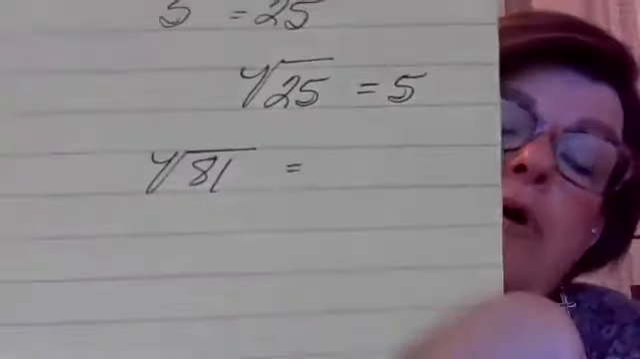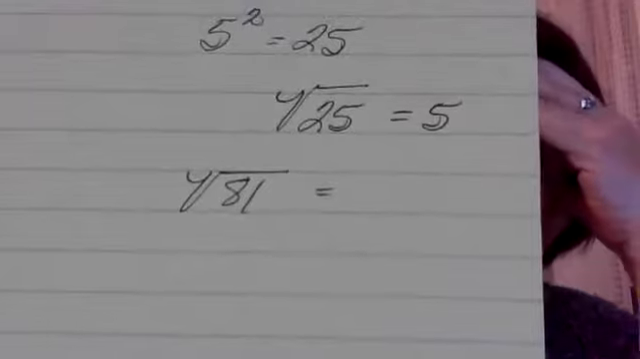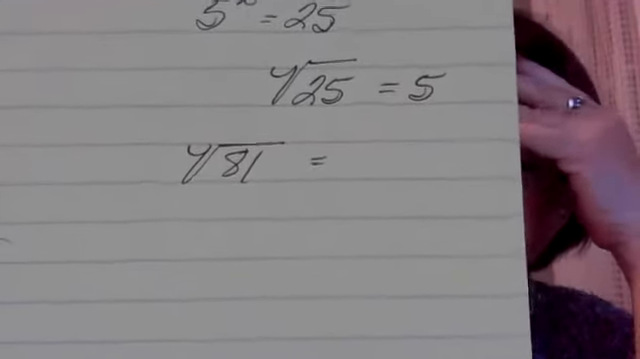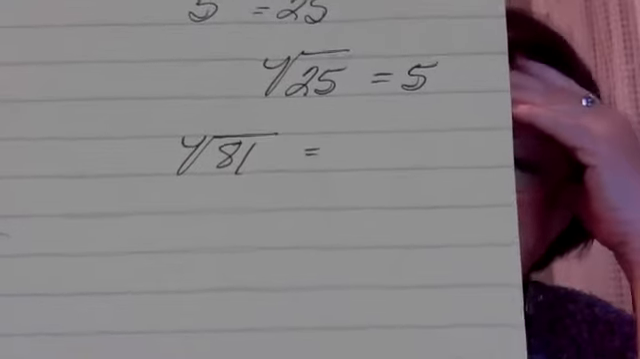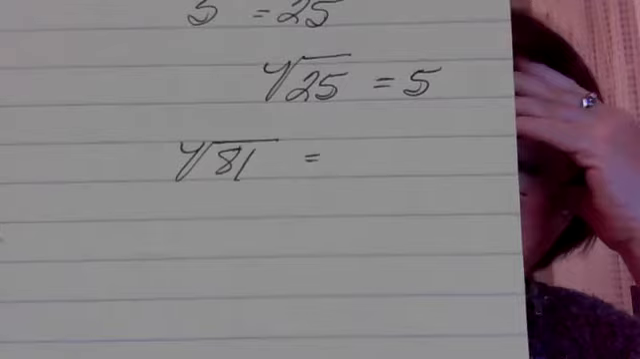So tell me without using your calculator, what would be the square root of 81? I need a number. 9. Good. A number times itself, not a number times 3 or a number times 7, but a number times itself that will give me 81.